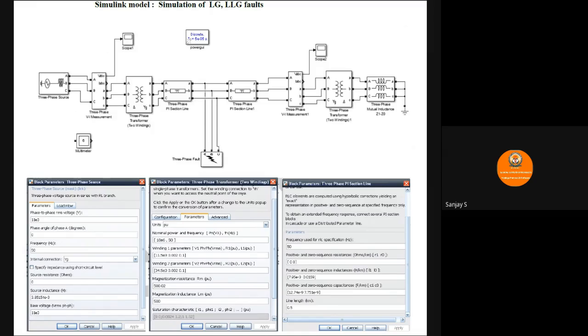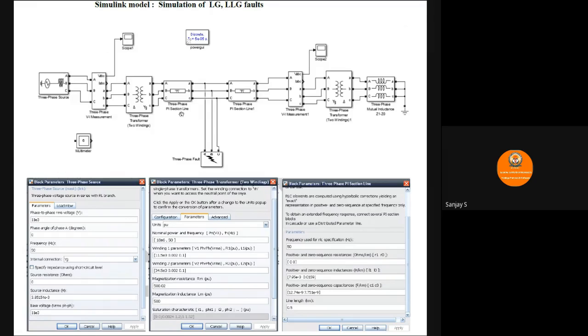After picking them from the library, as per the single line diagram, the source will be connected to a transformer, which is the step up transformer. In between we are having a transmission line section, and on the other side we have another transformer followed by the load. In between, for measurement purposes, we have connected a three-phase VI measurement block, which will give us the voltage in all the three phases, and it will also give us the current in all the three lines. For measuring that, we have this three-phase VI measurement block.